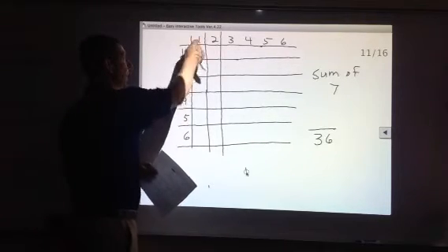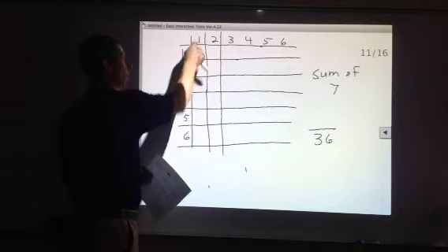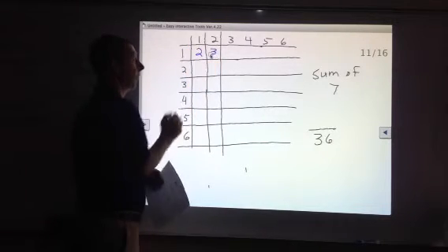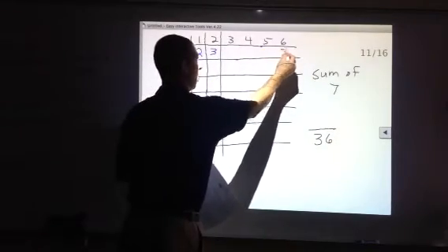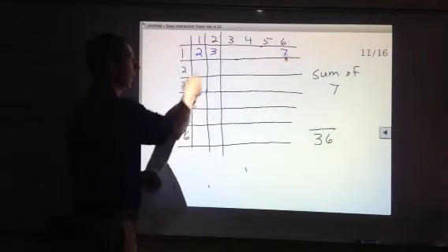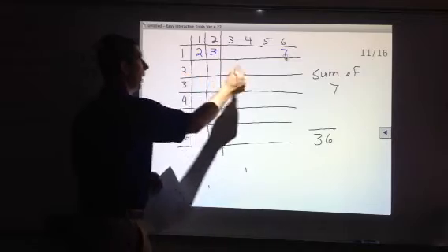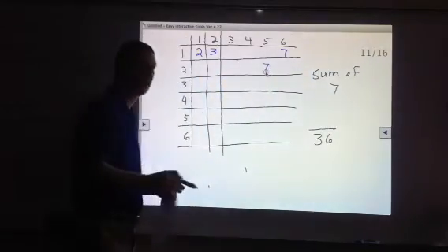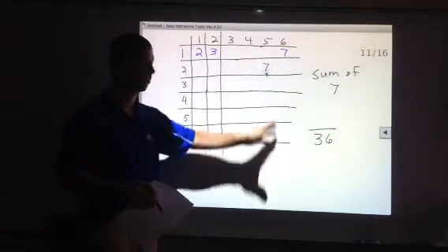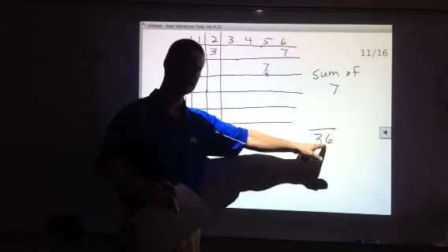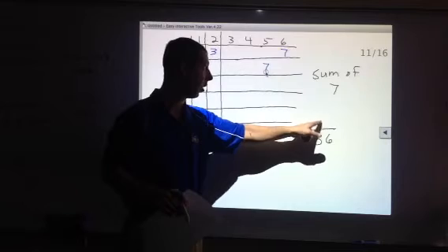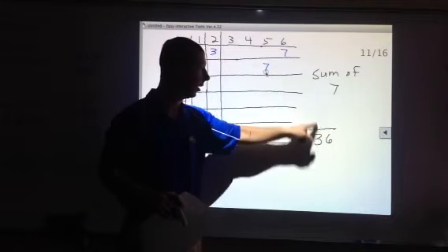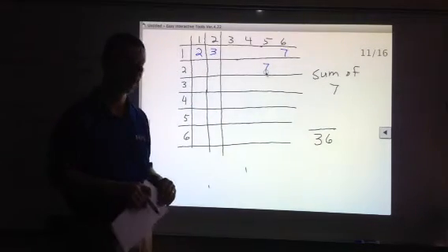For example, this has a sum of 2, a 1 and a 1. This has a sum of 3. To get a sum of 7, this would be 1 right here, right? And 2 and 5 would give you a sum of 7 here. Well, you can fill in the rest of this chart. There's going to be 36 possibilities. Then you count how many add up to 7, that goes right here, and then put it in lowest terms, and you'll have your answer.